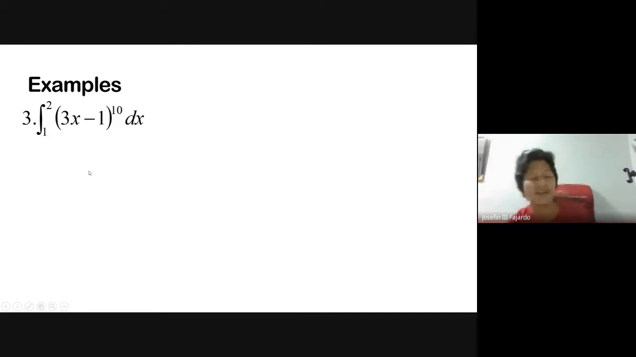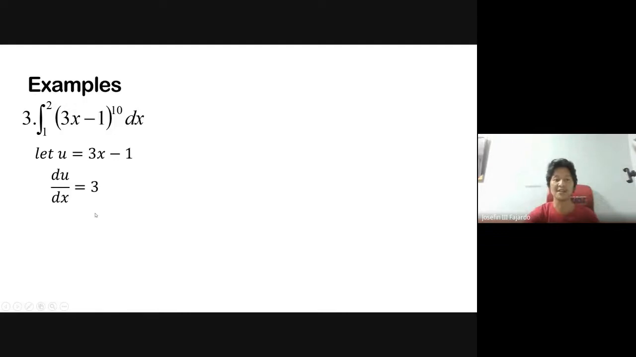So how do we perform the substitution method again? If we let u be the base, 3x minus 1, and then we get the derivative. So remember this: du over 3 will be equal to dx.